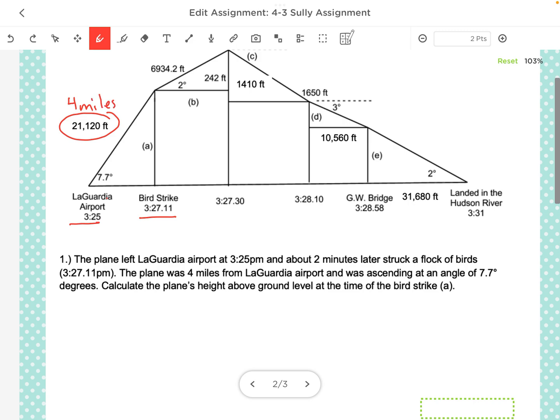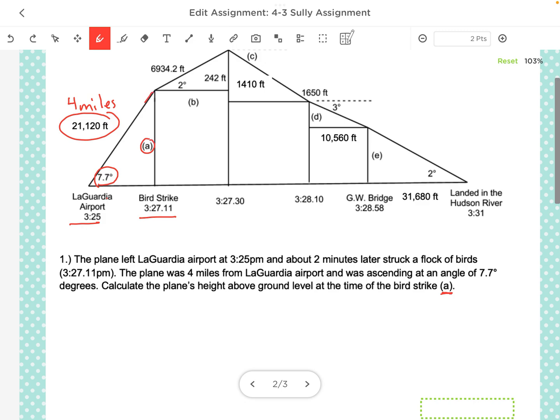So we want everything to be in feet. And it was ascending at an angle of 7.7 degrees. And we want to calculate the plane's height above the ground level at the time of the bird strike. So we're looking for the little letter A here. So we want to find this first.